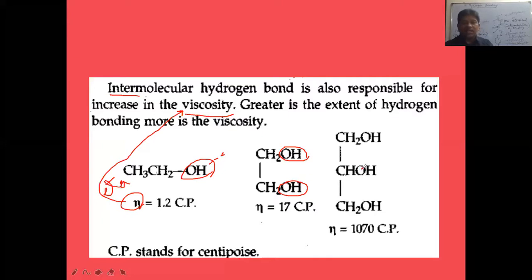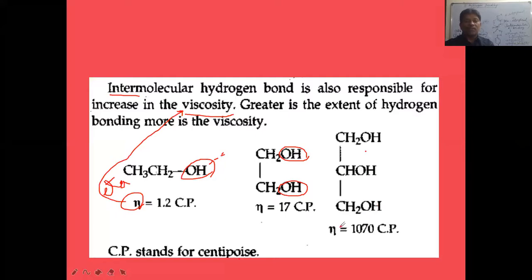And in the next case, CH2OH, CHOH, CH2OH. So in this case, 3 OH groups are there. How many OH groups? 3 OH groups. The 3 OH groups will give more viscosity. Hydrogen bonding is possible 3 times.